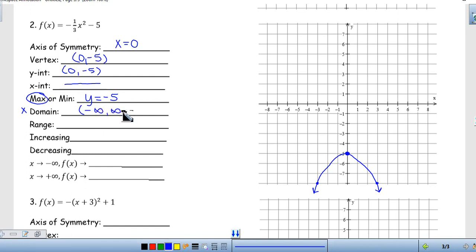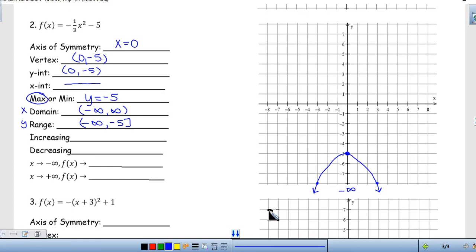-infinity to +infinity. Range. The range focuses on my y values, my y-axis. How low and how high does this graph go? Well, since the arrows point down, this graph goes infinitely low. So how high? What is the highest y value that it goes to? -5. -5 gets a bracket because the graph stops there, but infinity gets parentheses because it continues on.